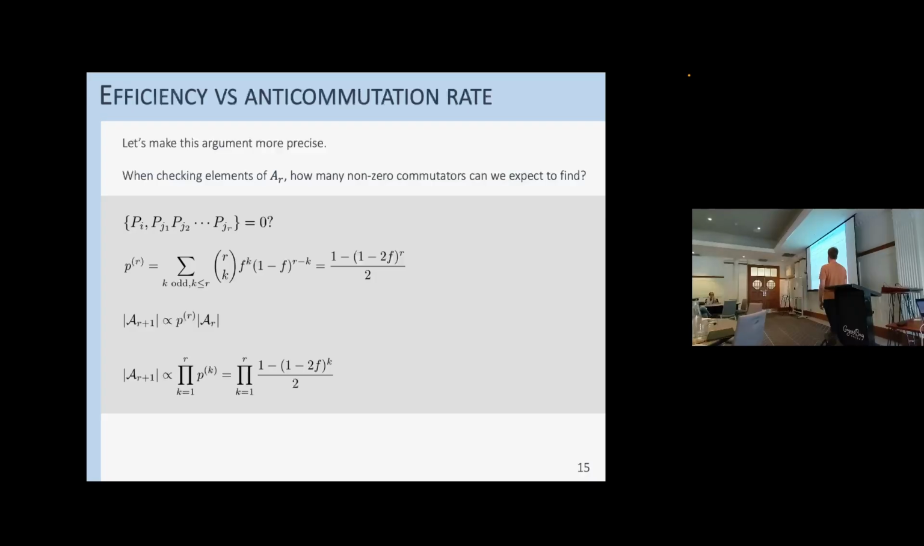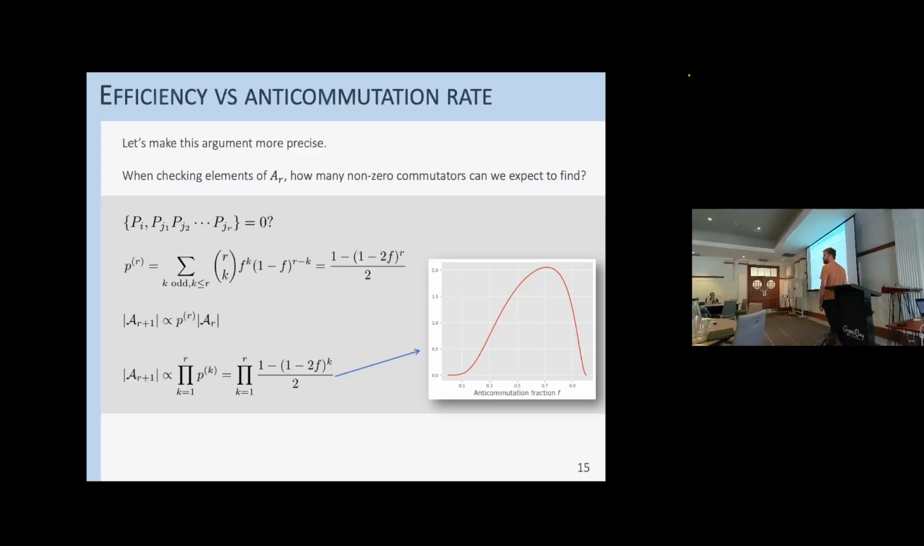And this form is called the q-Pochhammer symbol or something, where q is 1 minus 2f, and it looks like this. So this is kind of how quickly I expect my set to generate polys as a function of this anti-commutation fraction f. And so we see what we saw on the previous slide. If this is near 0, then it's very slow. If it's near 1, it's very slow.